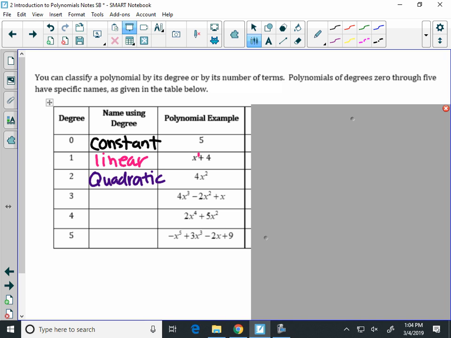All right, the next one is degree 3. The highest exponent is 3 right here. Anyone know the name for that? It starts with the letter C. No? I was giving you wait time, as it's called in education. If you ask a question, you have to wait for a second. It's called a cubic polynomial. Cubic.